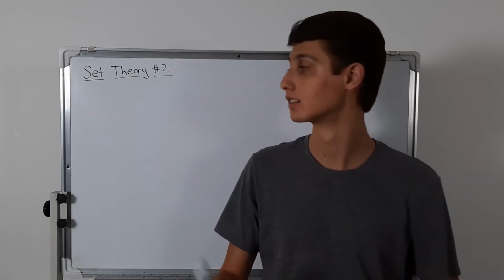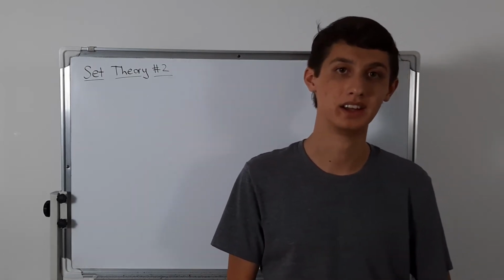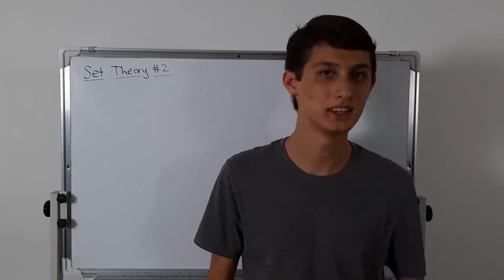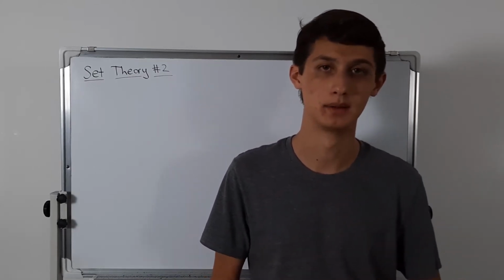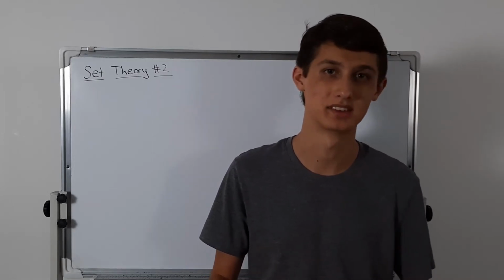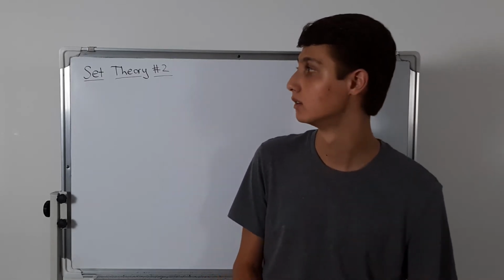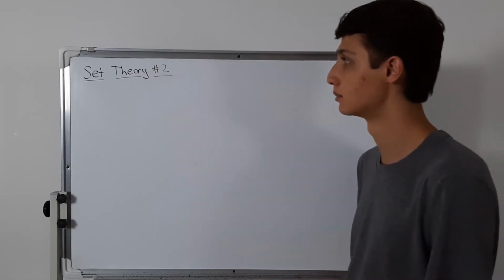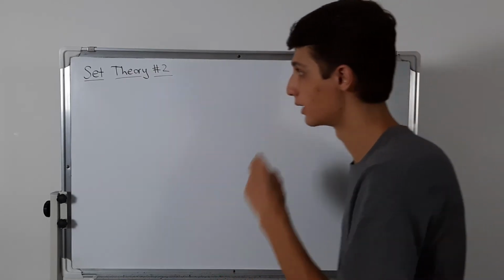Today we're going to discuss a little bit more set theory. So in the last episode we talked about what a set is, what you can do with sets, unions, intersections, that kind of stuff. Today we are going to expand on that a little more. So I want to start off with a concept of the universal set.